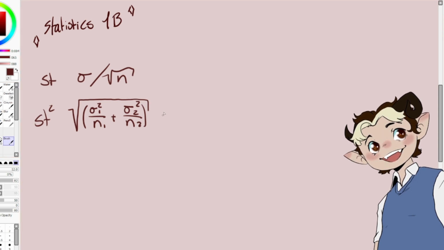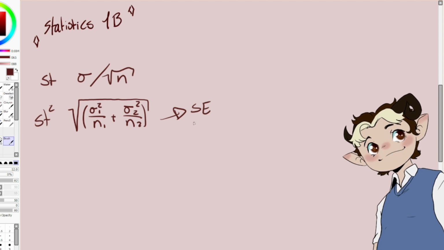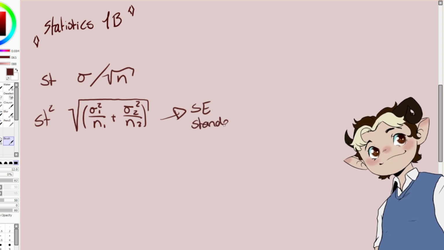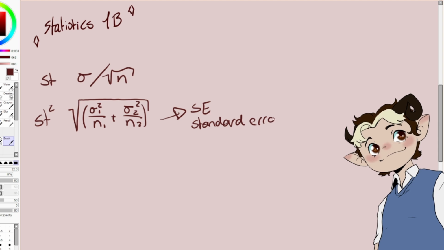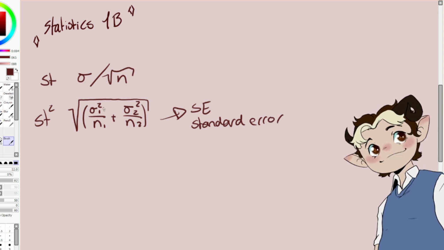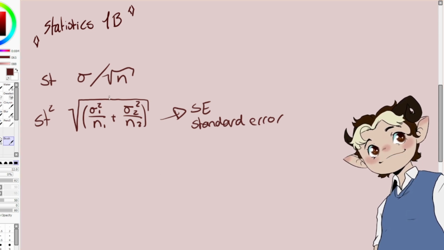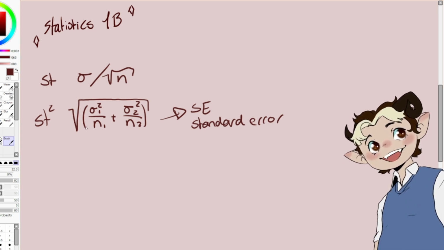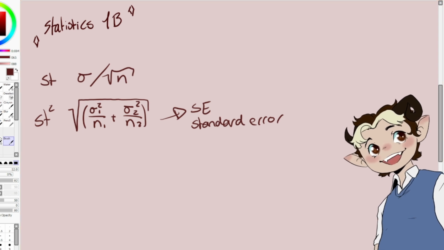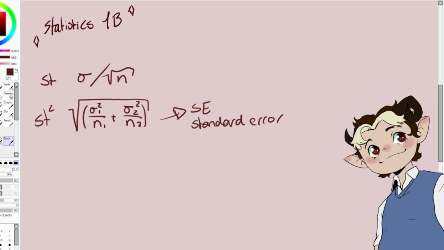Same thing, this is also just the SE, or the standard error, for your confidence interval. So that is why right now it looks very complicated, but it makes sense. It's mostly just a lot of doing until you kind of memorize it. So let's go over a few examples.